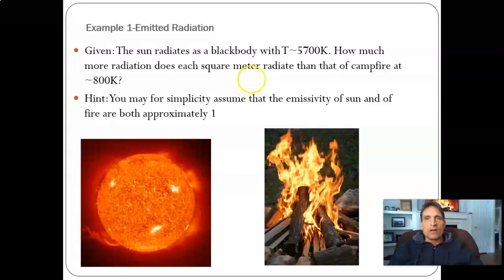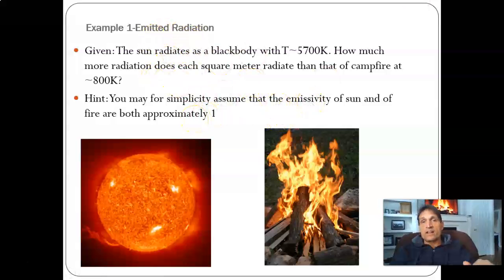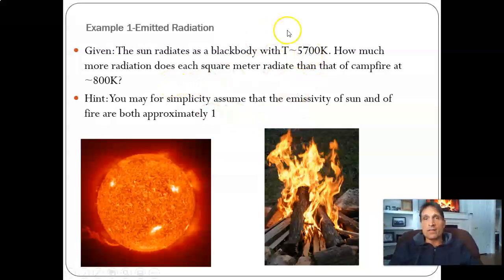How much is the amount of energy per area emitted by the sun divided by the energy per area radiated by the campfire? So the sun is 7 times hotter. Let's see how many more times it radiates than the campfire. Okay, stop your camera, calculate.